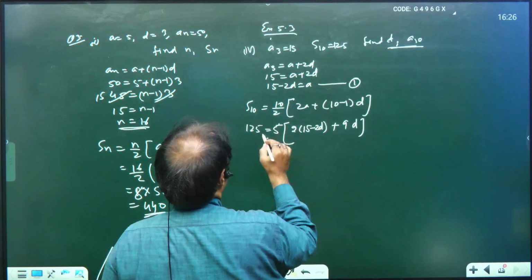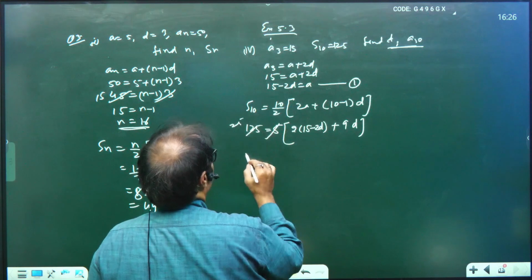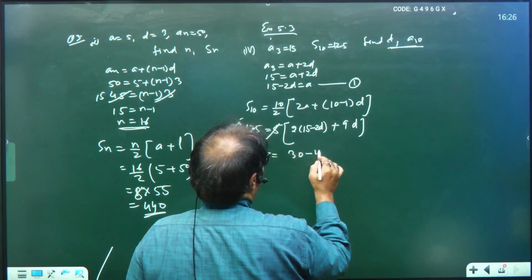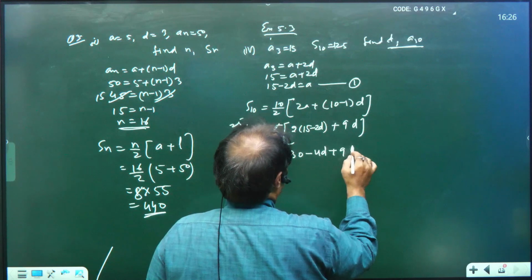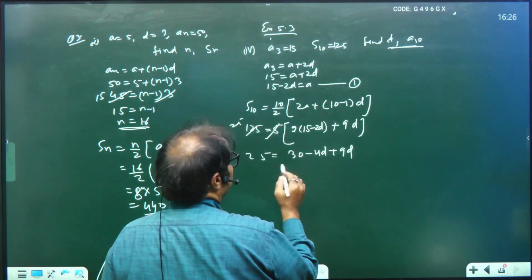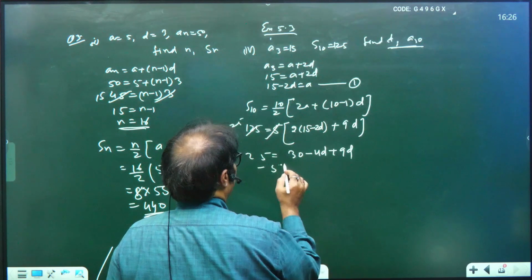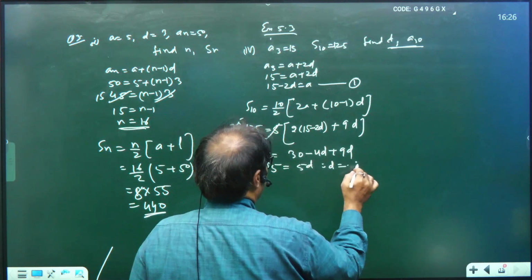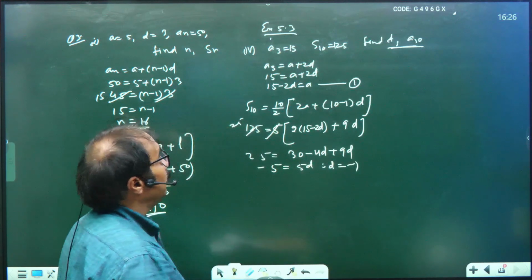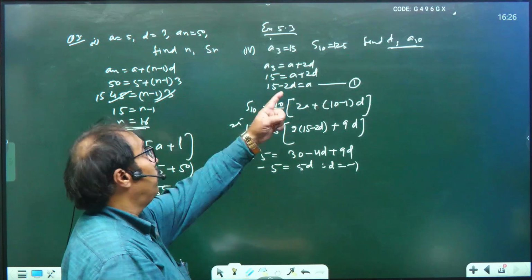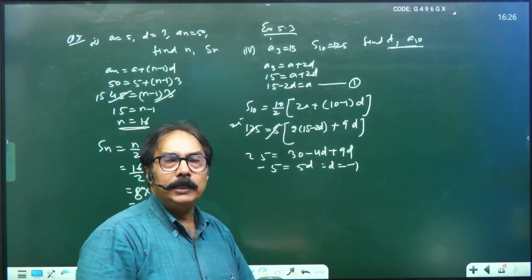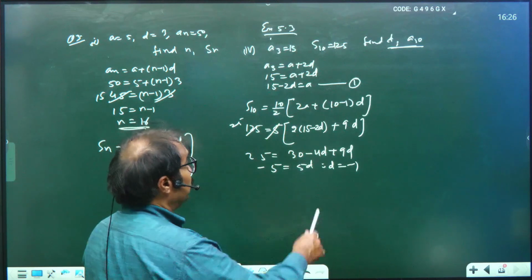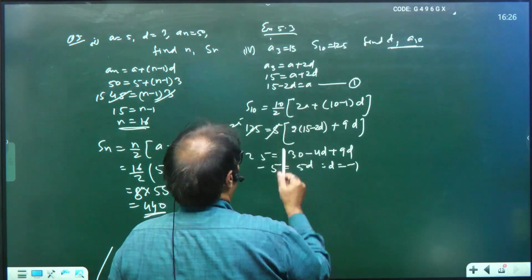So finally this cancels out, 25. So 25 is equal to 30 minus 4d plus 9d. So this is equal to how much? Minus 5 is equal to 5d. So we got the value of d as minus 1. Okay, we got the value of d, and now find the value of a10. a10 means a plus 9d, and put the value of a.